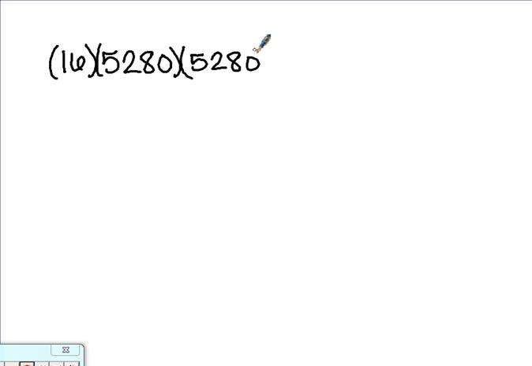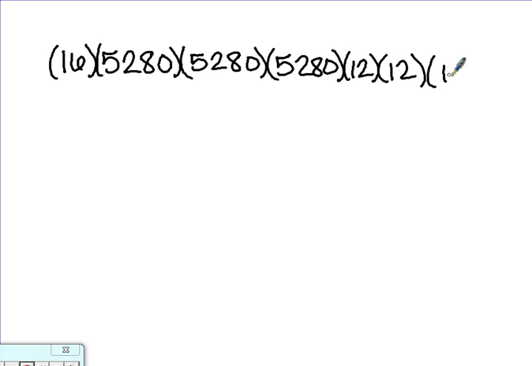The first example, 16 times 5,280 times 5,280 times 5,280 times 12 times 12 times 12. You'll notice these are the same numbers used in the very last example in lesson 41. We're going to estimate the product. So we're going to start with our steps.